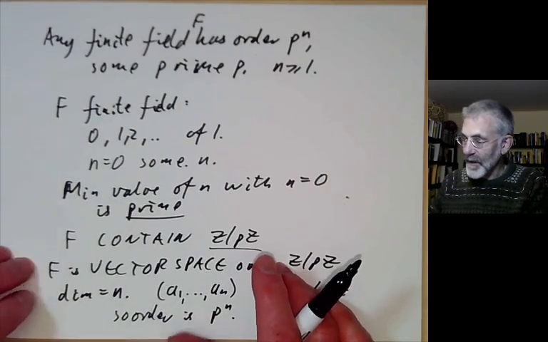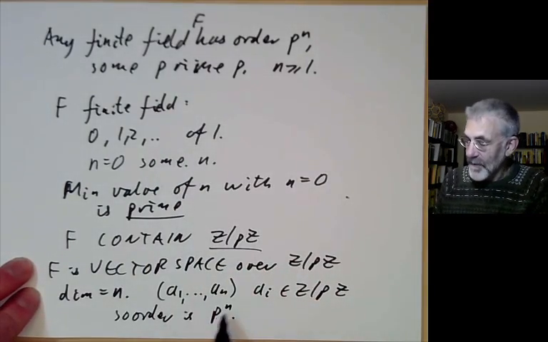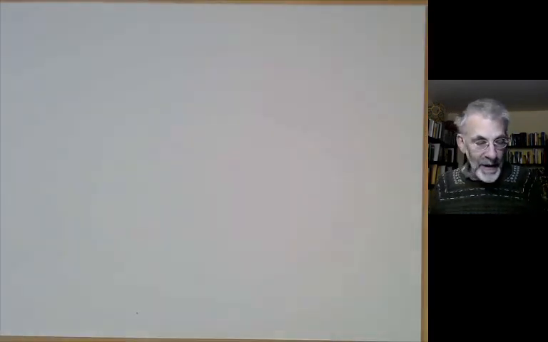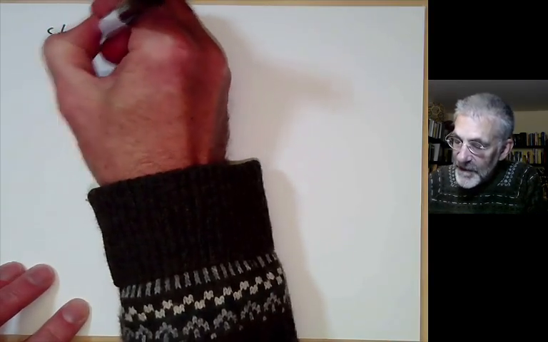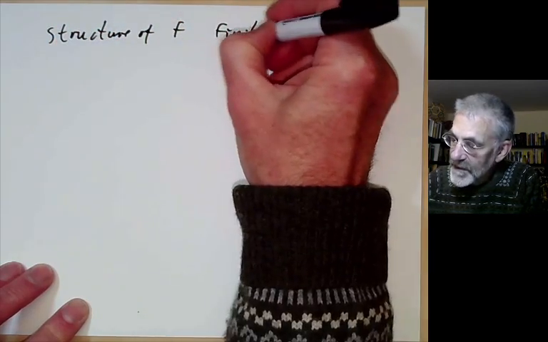So any finite field has order p to the n, and conversely we can find finite fields of order p to the n by taking a suitable irreducible polynomial. In fact, all finite fields come like this. We can see this by looking at the structure of a finite field. So F is going to be a finite field.